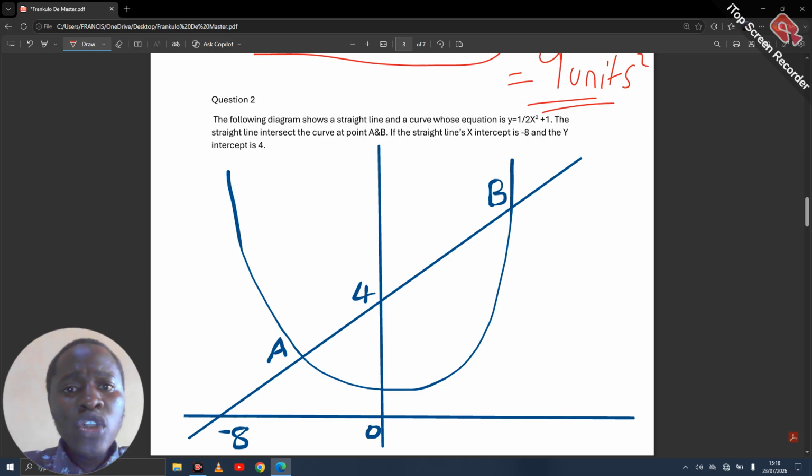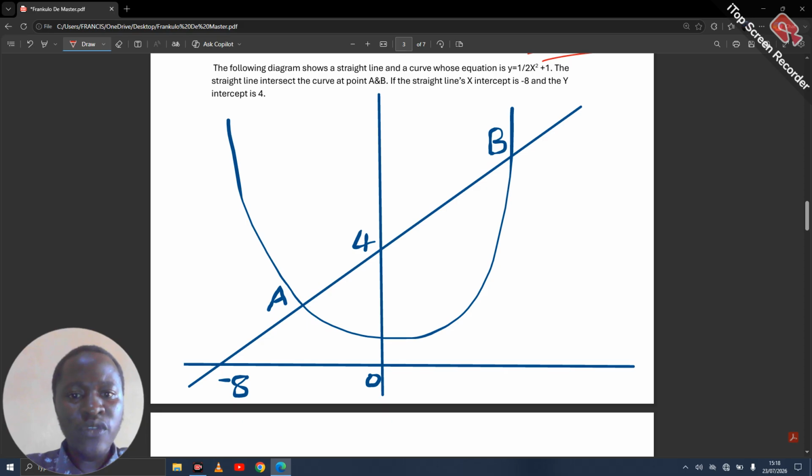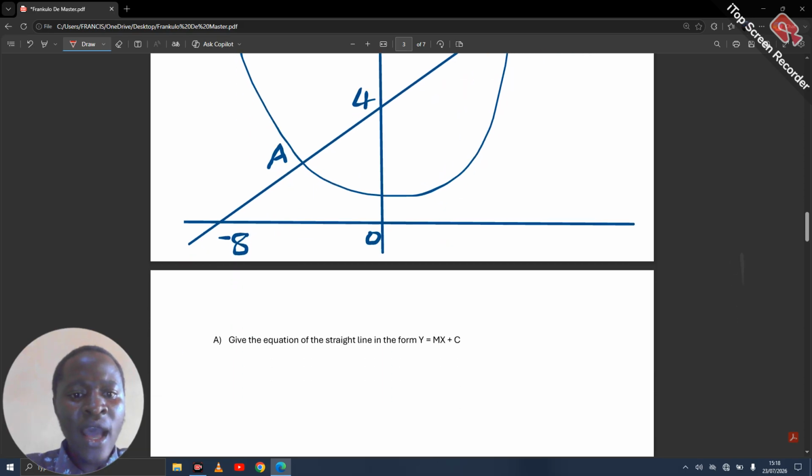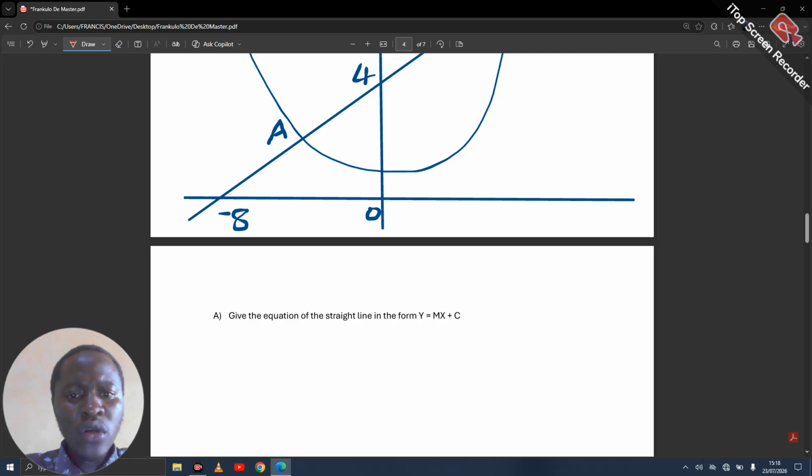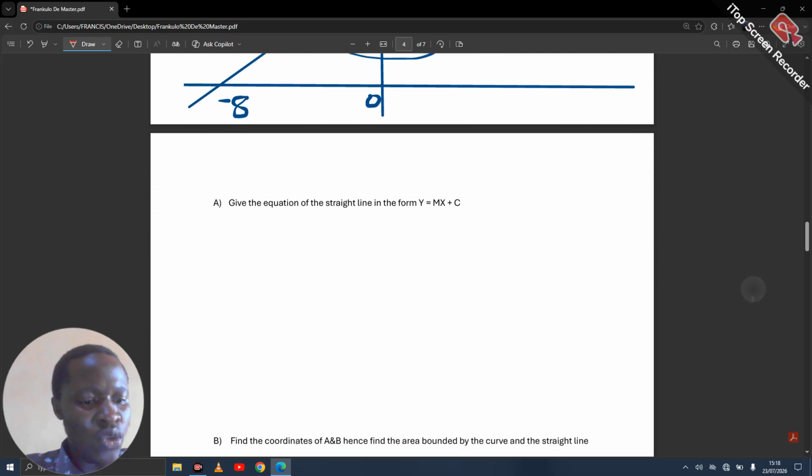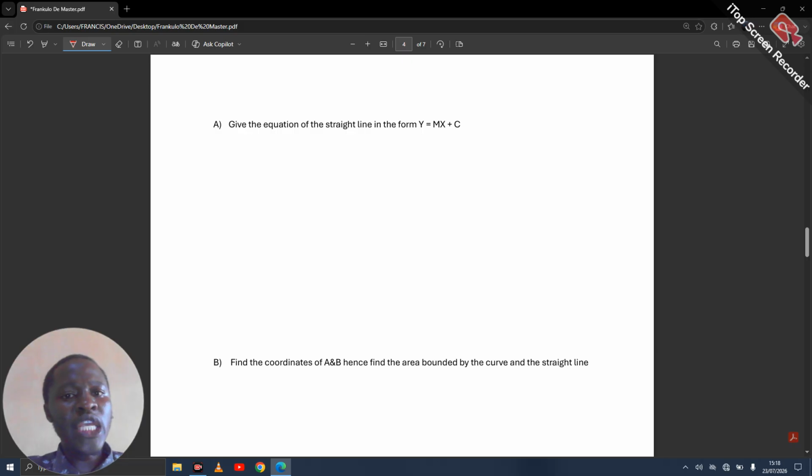The following diagram shows a straight line and a curve whose equation is y equals a half x squared plus 1. The straight line intersects the curve at points A and B. If the straight line's x-intercept is -8, as indicated, and the y-intercept is 4, as indicated there, give the equation of the straight line in the form y is equal to mx plus c.